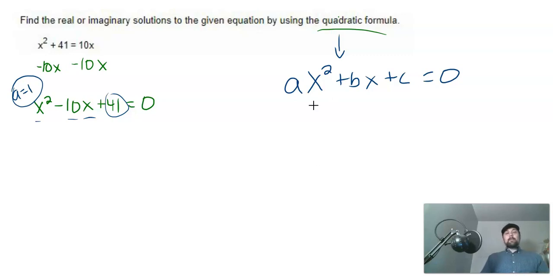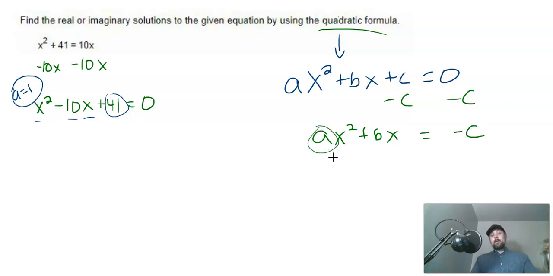So the first thing that you would do is subtract the c to the other side. So you get ax squared plus bx equals -c. Then you can't complete the square when a is here. So you actually have to factor it out. Even if it's not a common factor, you have to factor out the a. And the reason this becomes kind of a problem is because then you end up with a fraction here. So it looks like this.